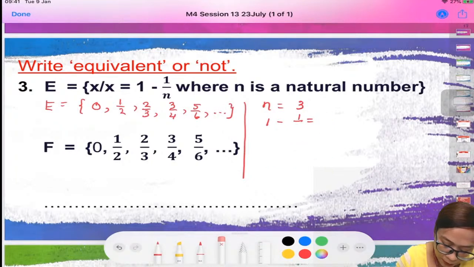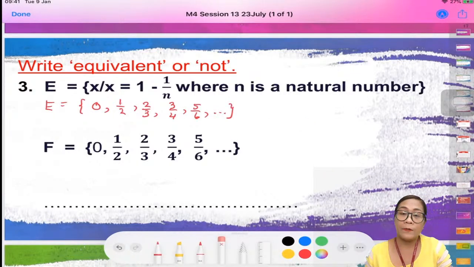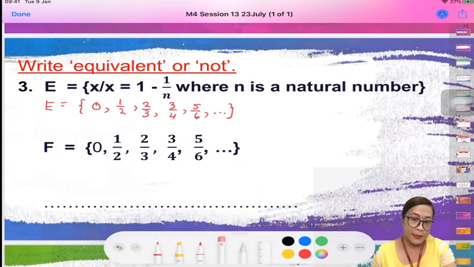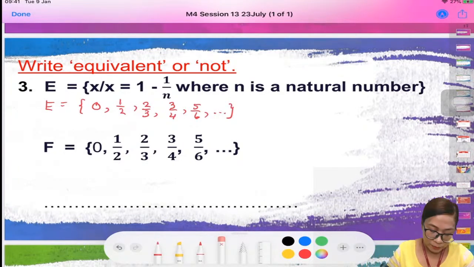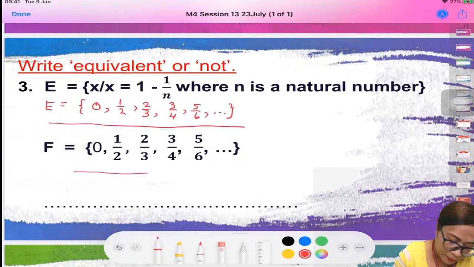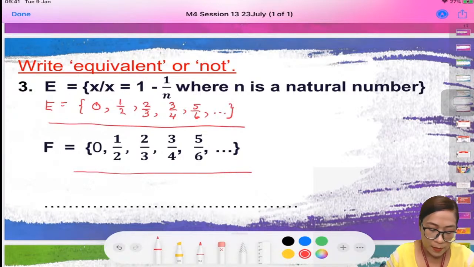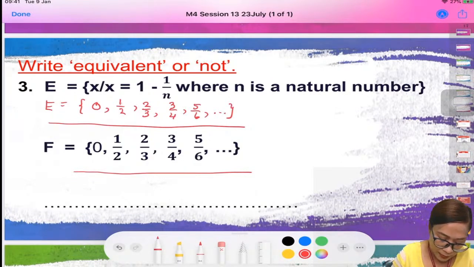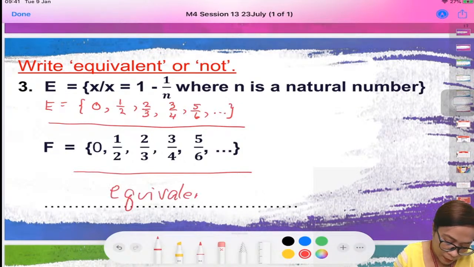They are both now in roster form. They are both in roster form, and we have the same number of elements, which we cannot really count because it goes on until the biggest number. So if you notice, they begin with the same numbers: 0, 1/2, 2/3, 3/4, 5/6, and so on. So number 3 is okay, and number 3 is called equivalent. So just write the word equivalent. Okay, number 4.